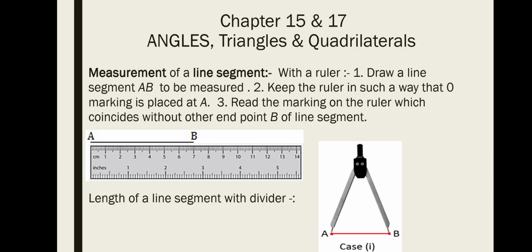Now we can also measure the line segment with the help of a divider. Keep one pointer of the divider at A, and then open the divider in such a way that the other pointer is at B, and then measure AB with the help of a ruler.